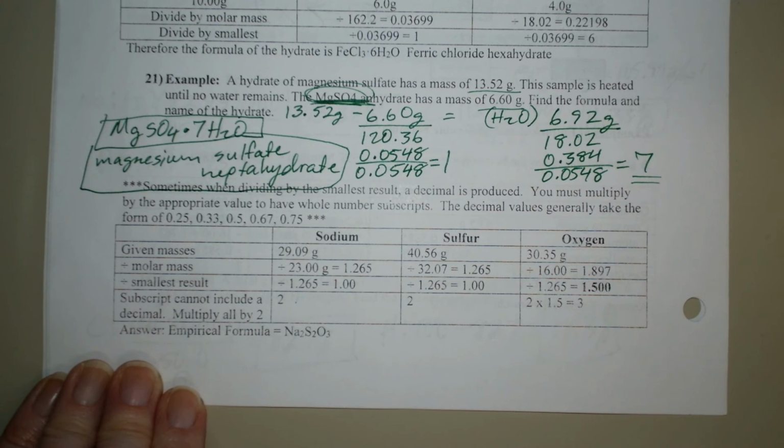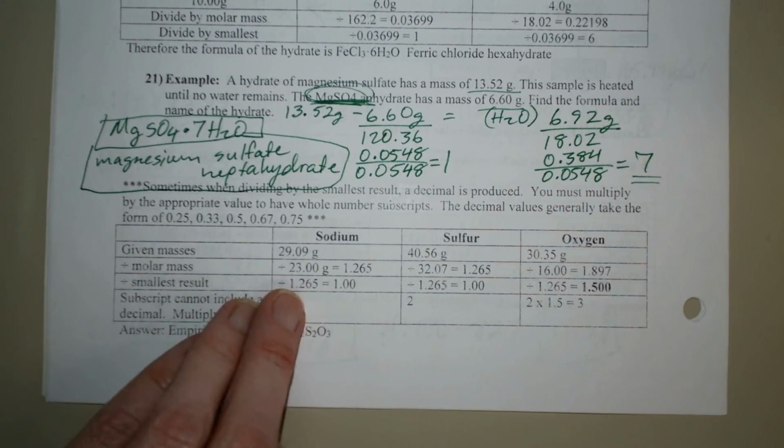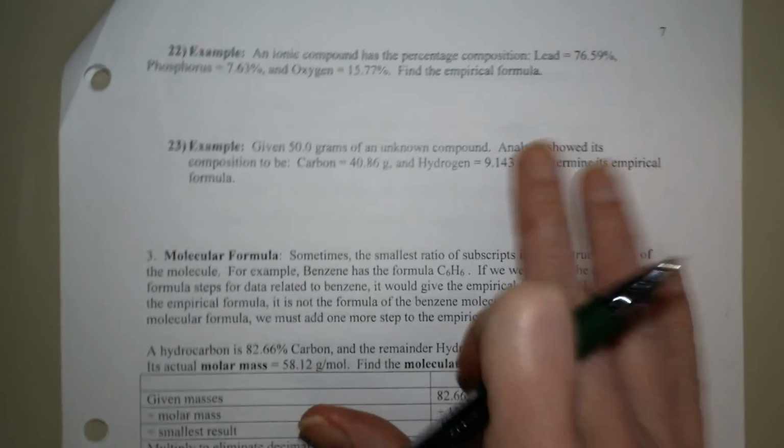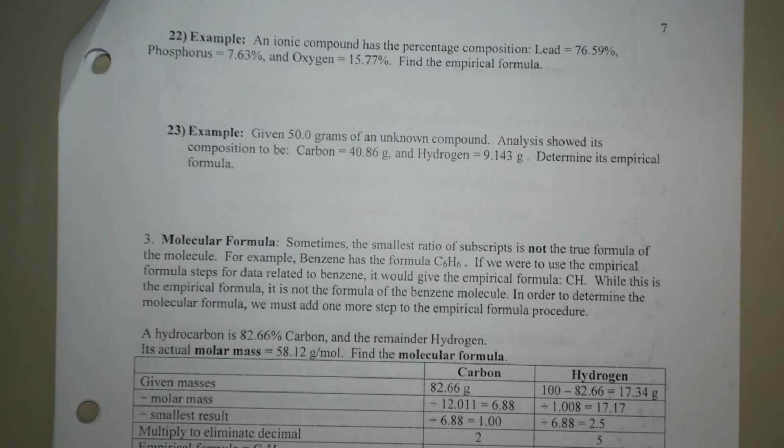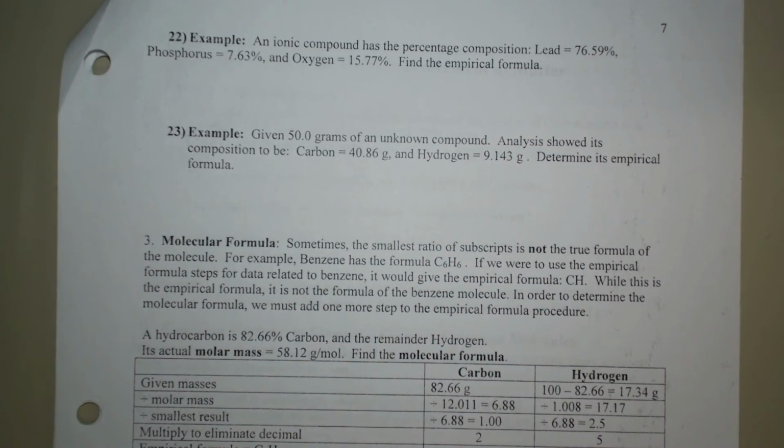Then you have to multiply it by 3 because that's a fraction. So we're about to do that. We're about to do the fraction ones. All right, so let's look at number 22. Number 22 says you have an ionic composition that.